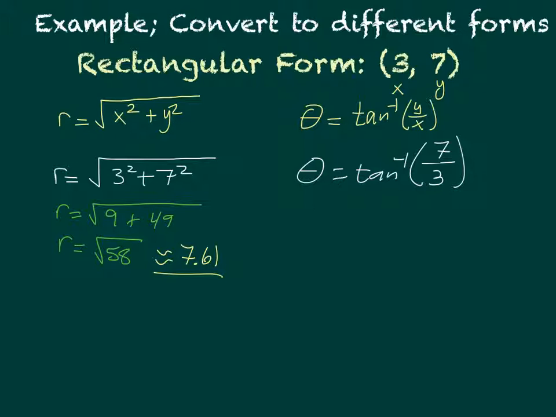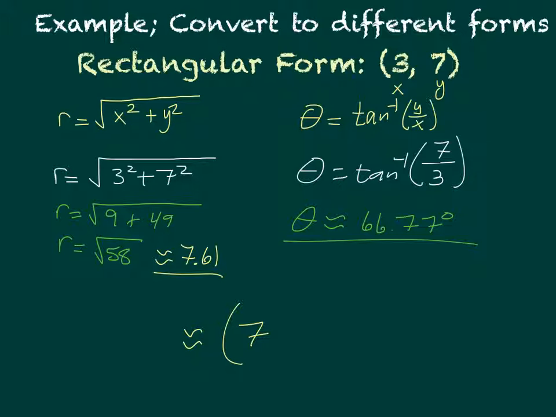And if we come over to the theta, it is approximately equal to, if you type into your calculator the inverse tangent of 7 over 3, you would get approximately 66.77 degrees. Now for this to work, you want to make sure that your calculator is set in degrees, not radians.